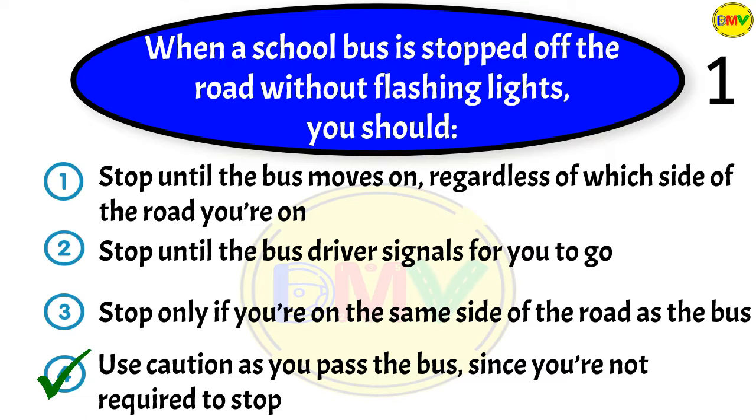The correct answer is 4. You must stop for a school bus that is stopped with its red lights flashing, whether it is on your side of the road, the opposite side of the road, or at an intersection you are approaching. If a bus is stopped without its lights flashing or its stop arm extended, drivers may pass with caution.